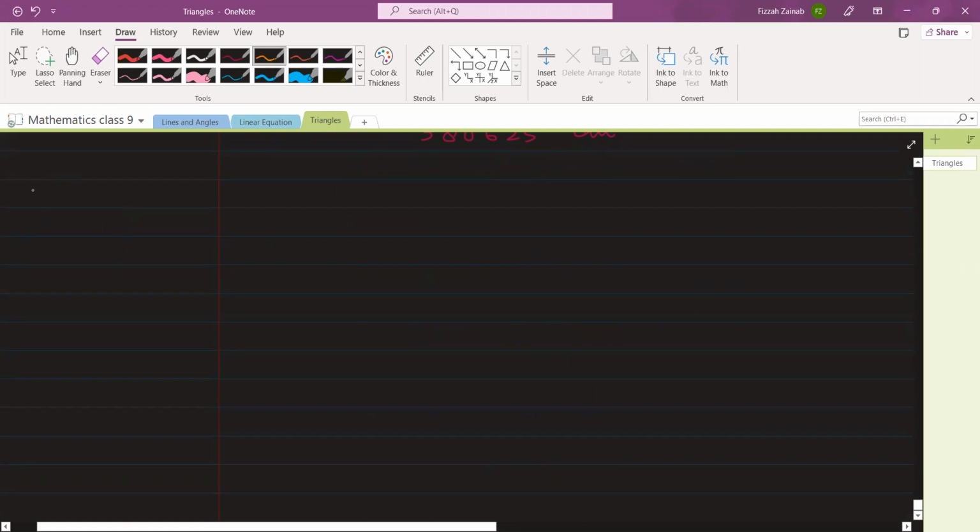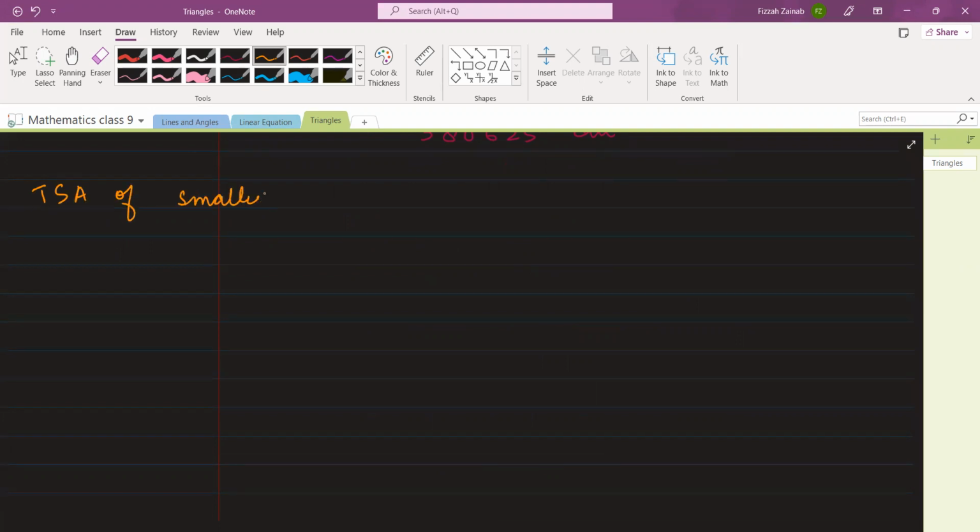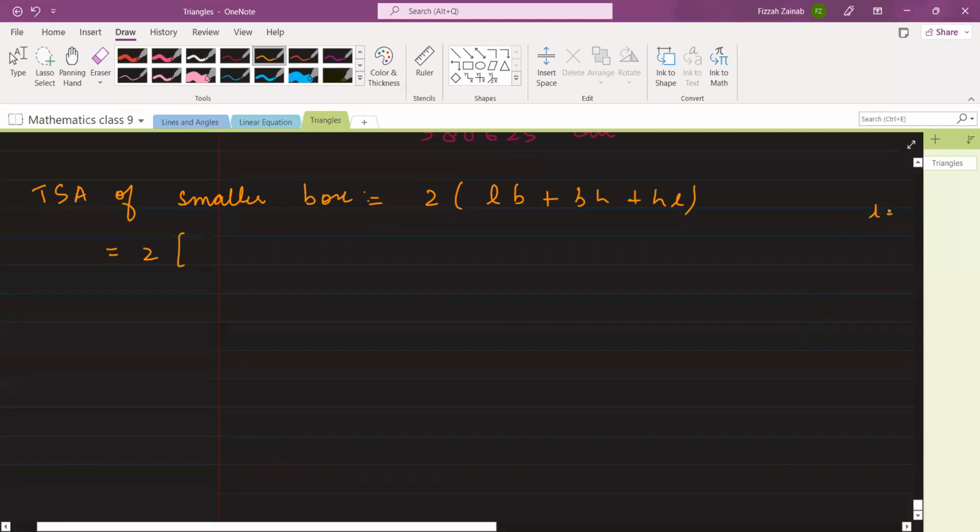Now the TSA of the smaller box. This will be 2 into (LB plus BH plus HL). How much was the length? Can you just tell me? It was 15, 12, and 5, right? Length 15, breadth 12, and height 5 centimeters.